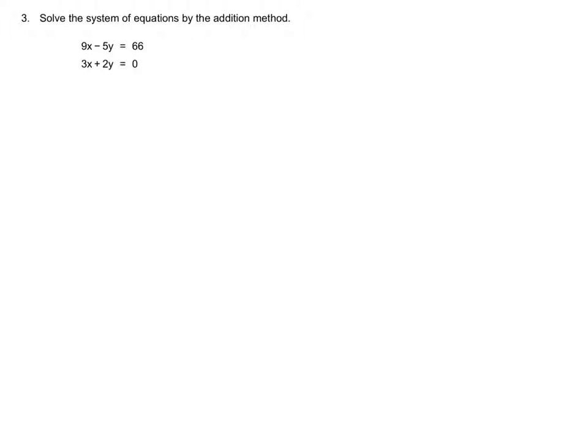Solve the system of equations by the addition method. Here I have two linear equations. In order to use the addition method, I want to somehow combine the two equations so that one variable is eliminated. In order to do this, I'm going to multiply the second equation by a negative 3. Because when I multiply the negative 3 to the 3x, I'll get a negative 9x. And then when I combine those equations, the x's will be eliminated.